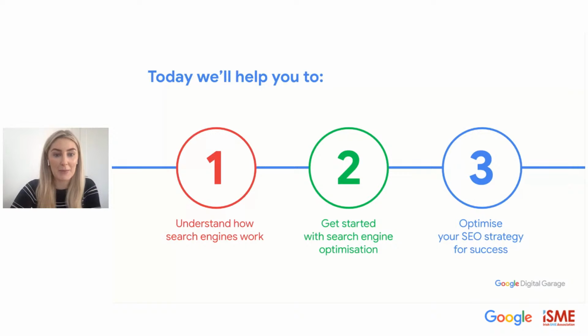Let's jump in. So today we will help you to firstly understand how search engines work, understand what a search engine results page is, how the search algorithm works, and what format search results appear in. Secondly, how to get started with search engine optimization, understand the benefits brought by SEO, how you can get started using this marketing channel, and top tips for success. And lastly, how to optimize your SEO strategy for success. So how you can gain an insight into on-page and off-page SEO techniques, which will help to optimize your SEO strategy and maximize your chances of success and return on investment.